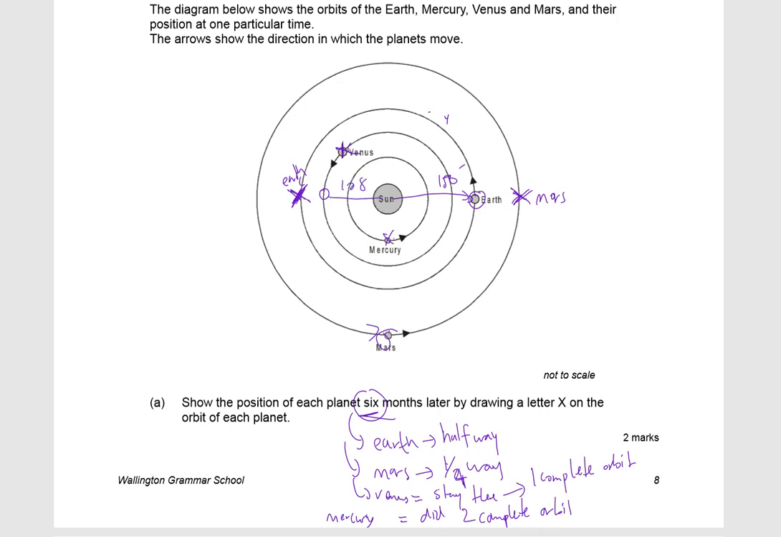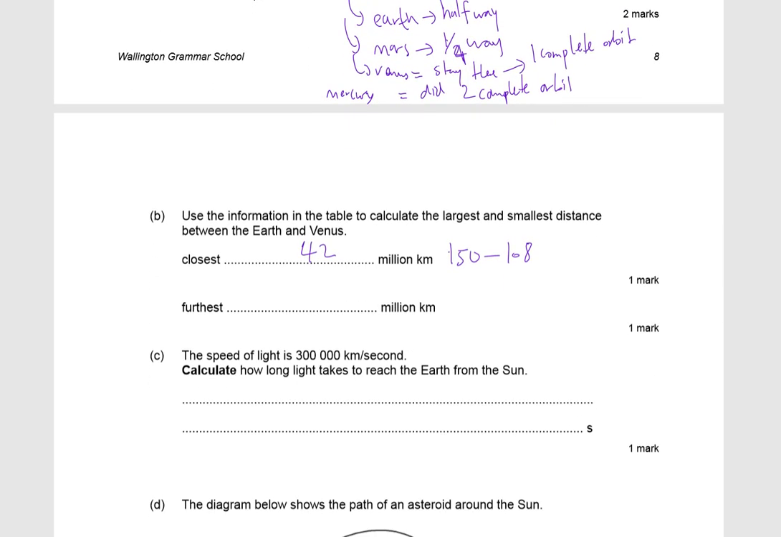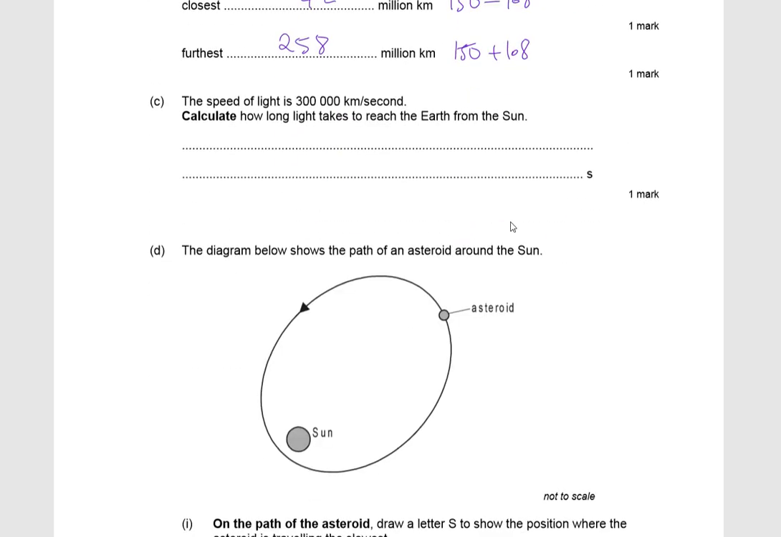You add them together in this case, because they're further away. So 150 plus this one, so you end up with 258 there. Okay, so hopefully this makes sense. Now calculate how long. So we know speed is equal to distance over time. We're looking for time. Time is equal to what? Distance over speed. The distance which we know from the Earth to the Sun.